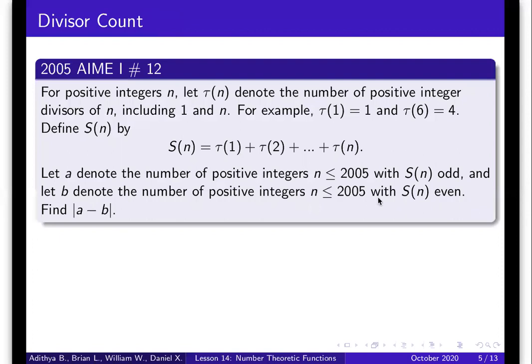If not, then we can move on to our next problem, which is also about the divisor counting function. And I'll give you a little bit of time to read this. And if you have any ideas, feel free to type in the chat.